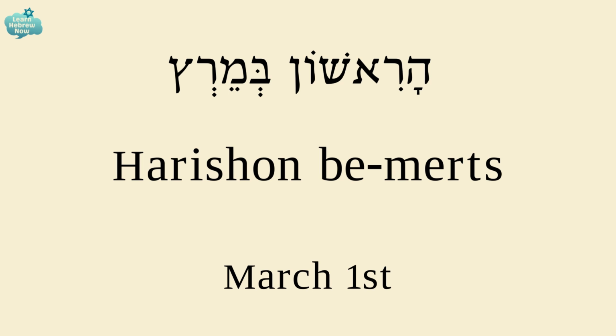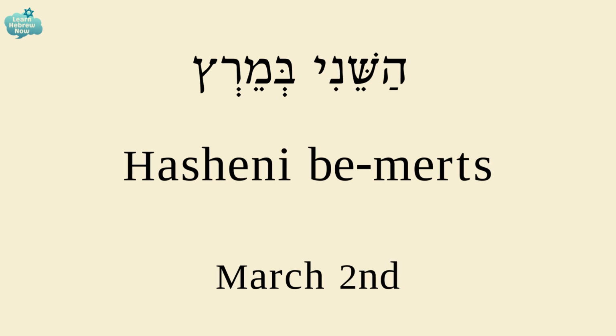Now let's say that you want to relate to a specific day in the month. So for the first 10 days of the month, we'll be using ordinal numbers. The first, the second, the third, and so on. So March 1st will be הראשון במרץ. March 2nd is השני במרץ.